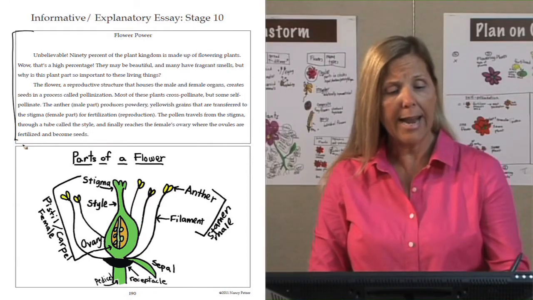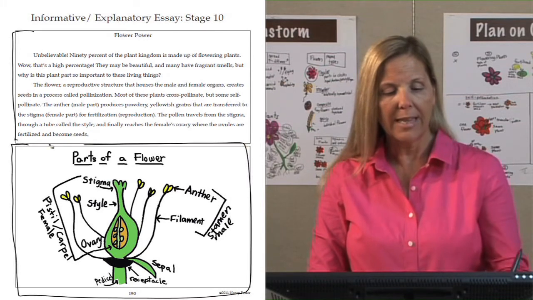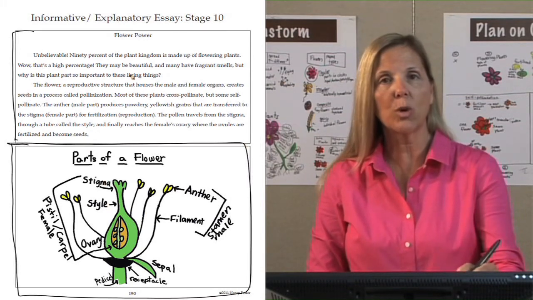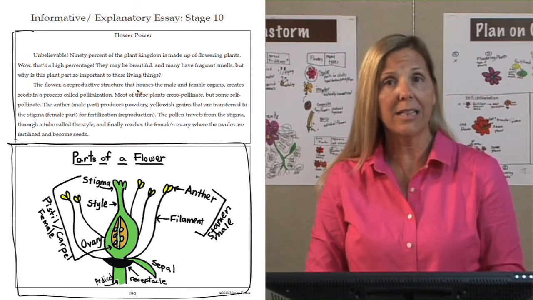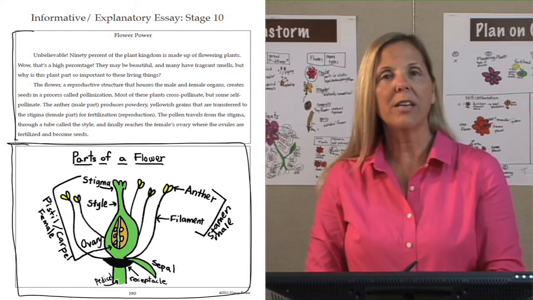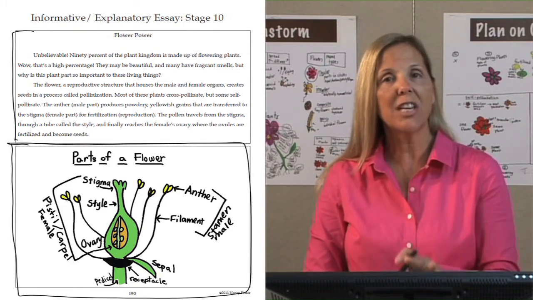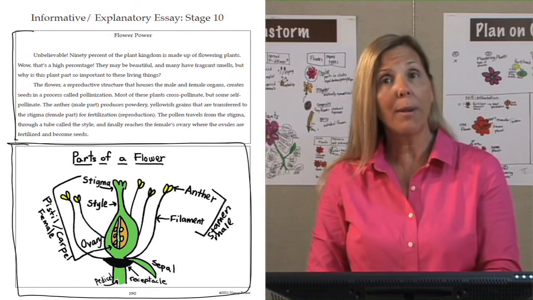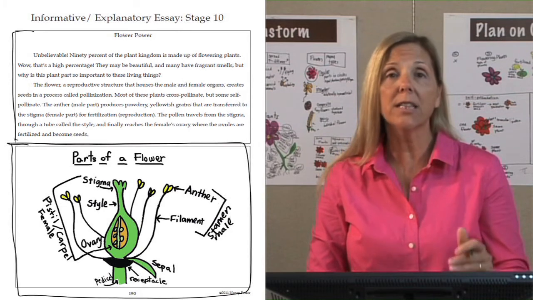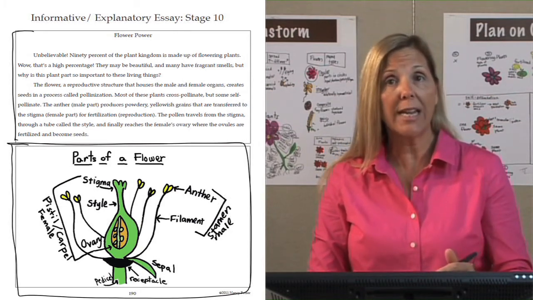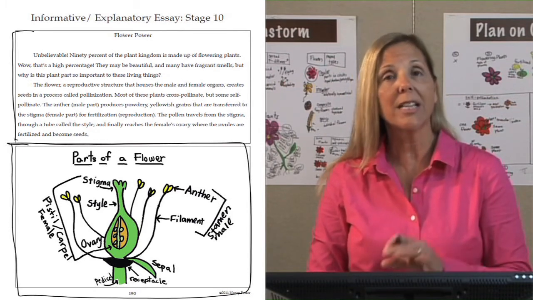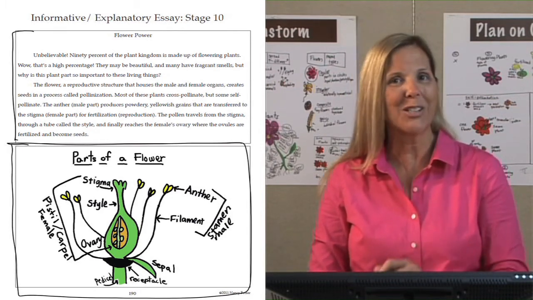Notice this essay has the diagram included because the reader needs this diagram to understand a description that is in this writing and the content vocabulary words. So we have on both pages the written example of a stage 10 essay. After reviewing all the pages in stage 10, we're going to go back to page 184 to begin the lesson where I will walk through the chant and then we will walk through the steps of how to teach students a stage 10 informative explanatory essay.